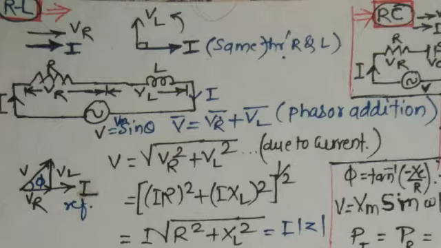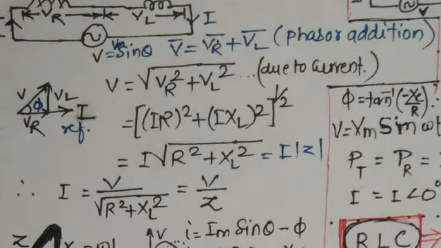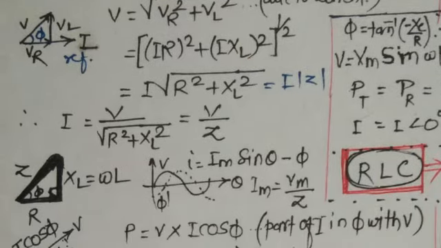Due to Kirchhoff's voltage law, we can see V is equal to VR plus VL. Therefore V is equal to the square root of VR square plus VL square, due to the same current, square root of (IR) square plus (IXL) square. Then I times square root of R square plus XL square is equal to I into Z. Therefore I is equal to V by square root of R square plus XL square, that is equal to V upon Z.